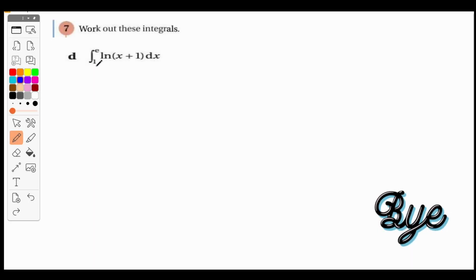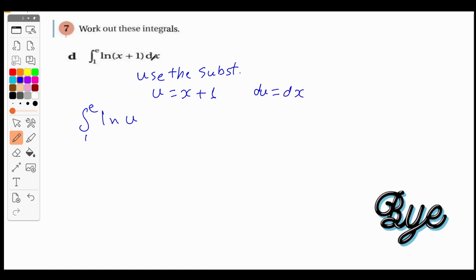Question 7, the integral from 1 to e of ln of x plus 1 dx. If we use substitution, u equals x plus 1, this one could be written as the integral from 1 to e of ln u. And if we differentiate this, du will be dx. So we just need to plug in dx here as du.